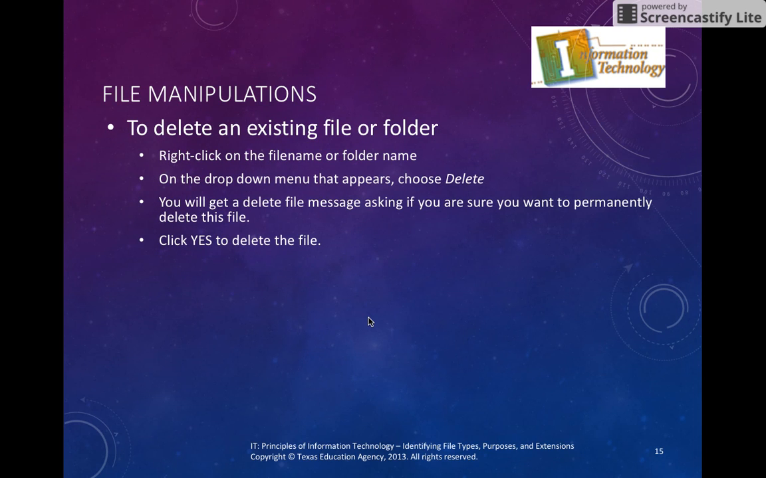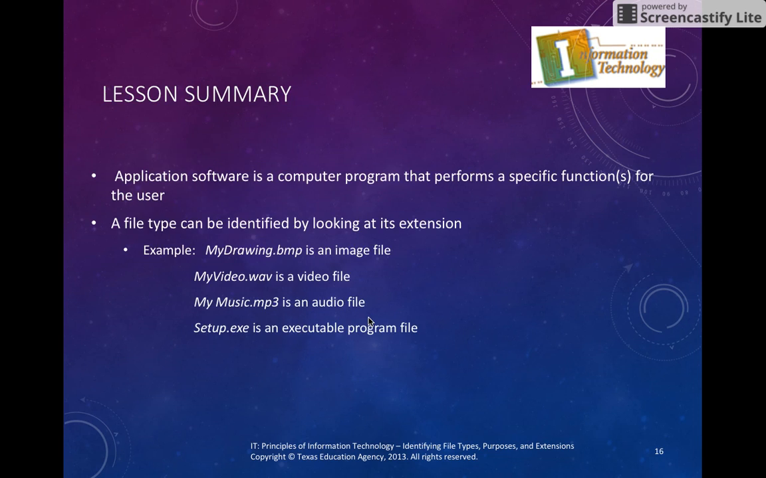And then, of course, you can delete an existing file or folder. So if you decide that you chose that copy one and that you don't actually need the copied one, you can just delete it by right-clicking on the file name or the folder name. And then on that drop-down menu, choose delete, and you will get a delete file message asking if you're sure you want to permanently delete it. And then you just click yes to delete the file.